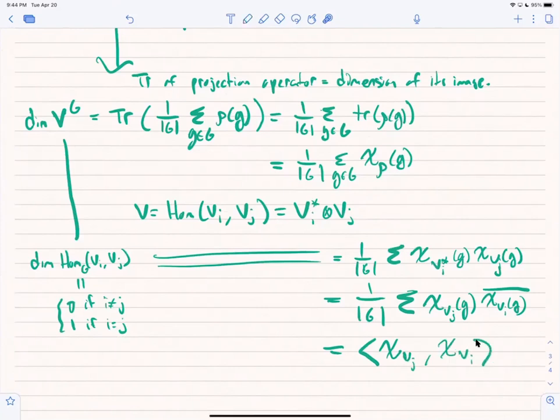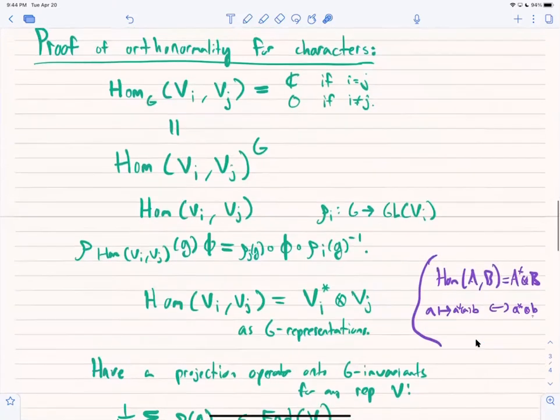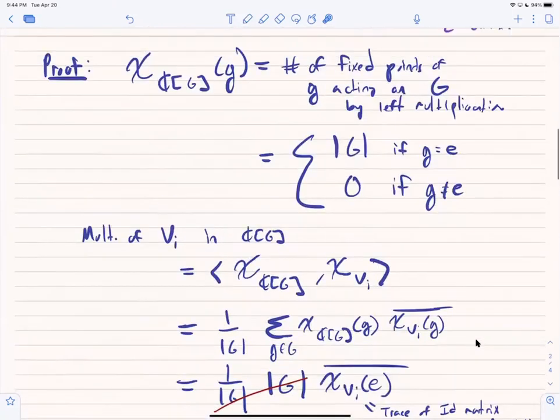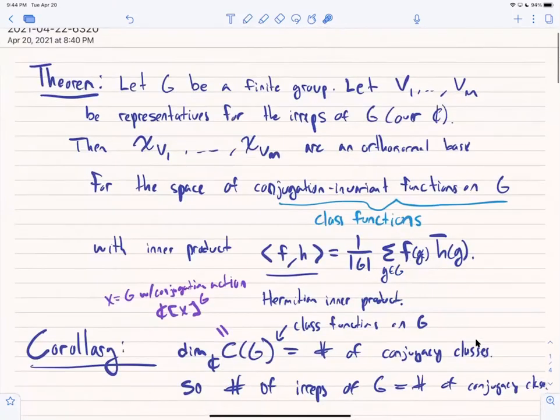Okay, so this formula now says the inner product of chi of Vj with chi of Vi is 0 if i is not equal to j and 1 if i equals j. That's exactly the statement. These functions are orthonormal. So just to recap, let me go all the way back to the statement of the theorem. For a finite group, we were proving that the characters of the irreducible representations are an orthonormal basis. So step 1 is to prove they're orthonormal.